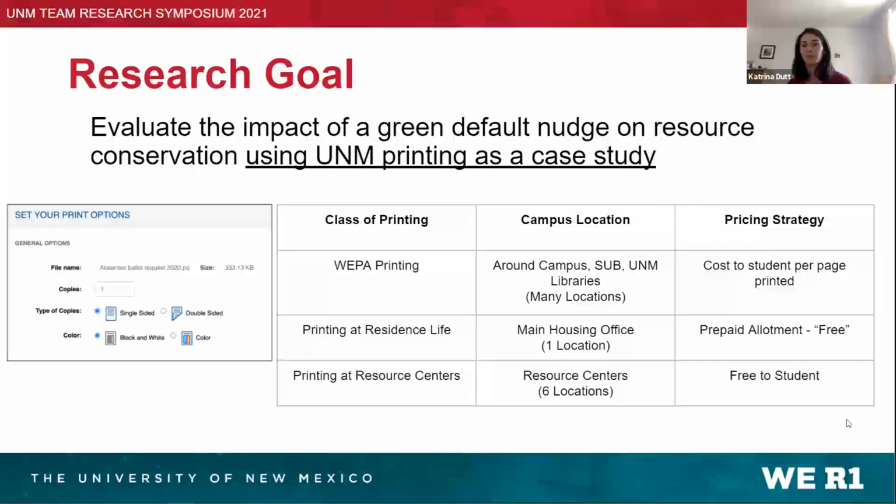The first one has to do with the WEPA printing machines that are around campus, where students can pay by the page to print. Then student residents can print at the main housing office with a prepaid allotment. And then lastly, students can print for free at resource centers, such as the Women's Resource Center and the El Centro de la Raza.